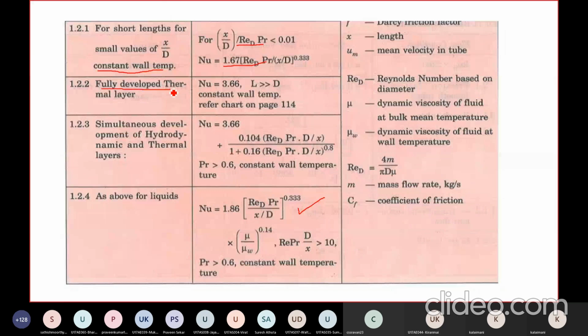a fully developed thermal layer. So what assumptions did you make? You just write them down here. Made any assumption? You just write it down, and after that you take the formula. So in this case, I am assuming laminar flow, fully developed thermal layer. The Nusselt number is 3.66, where it is a constant wall temperature, as well as the length is much greater than the diameter. Okay.